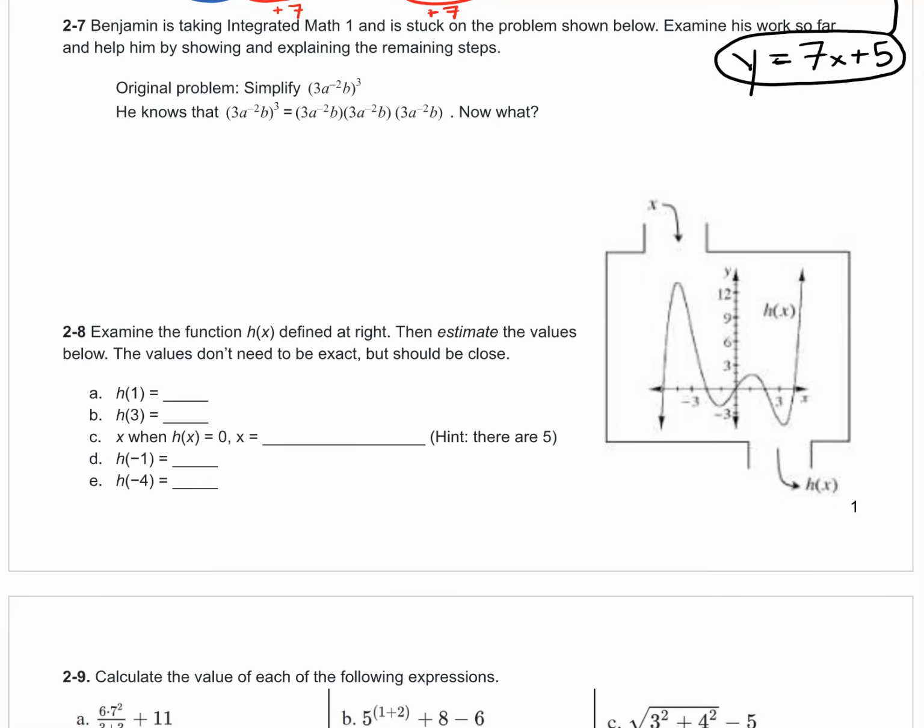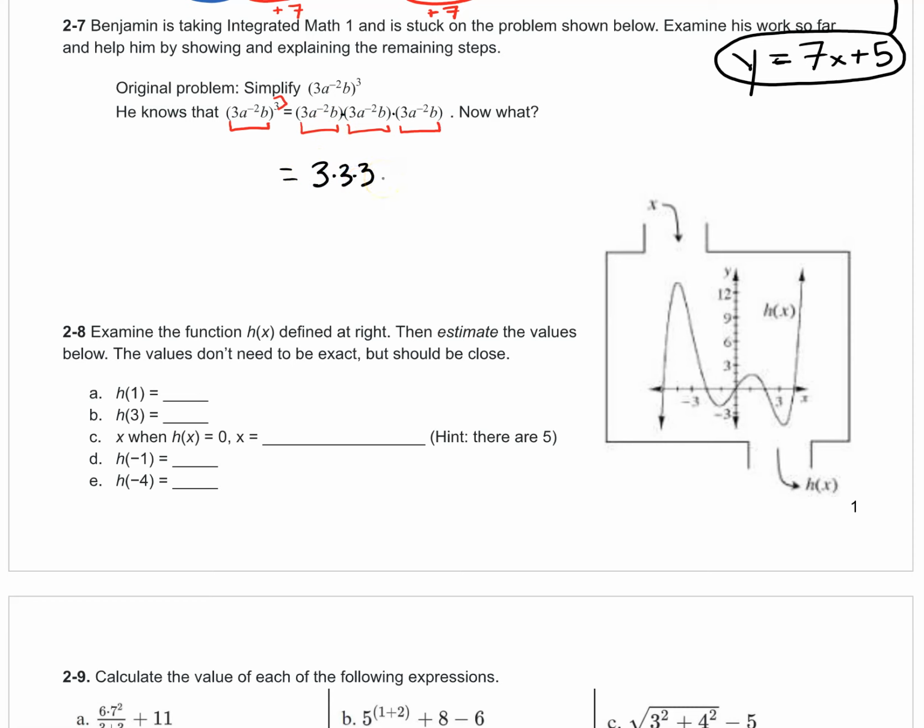2-7. Benjamin is taking Math 1 and is stuck on the problem shown below. Examine his work so far and help him by showing and explaining the remaining steps. So he starts with the original problem. Simplify 3, a to the power negative 2, b to the power 3. So what Benjamin noticed is this is the base, this is the exponent. So he's going to repeat the base 3 times. These are all multiplication symbols. So what we can do is put the 3's next to each other.